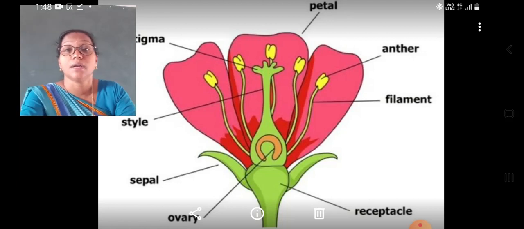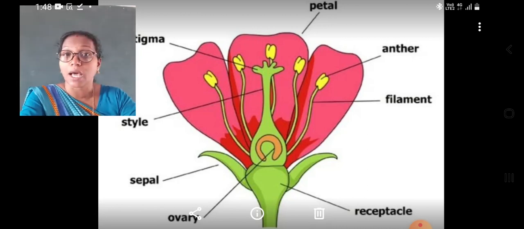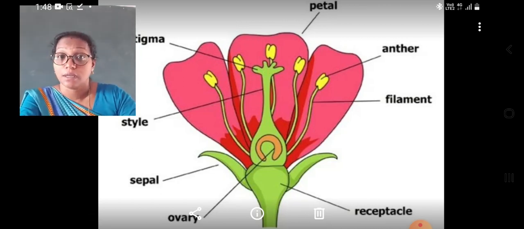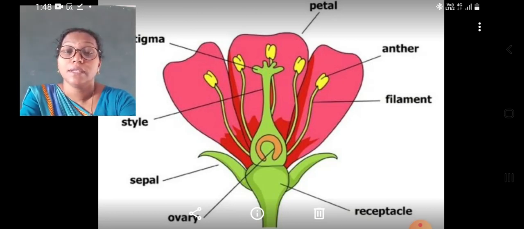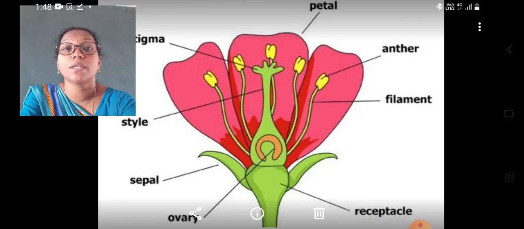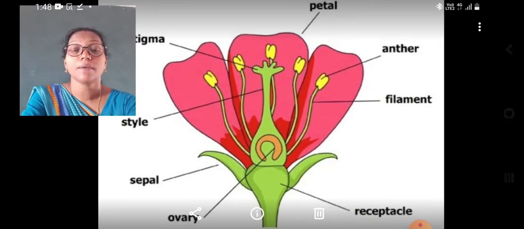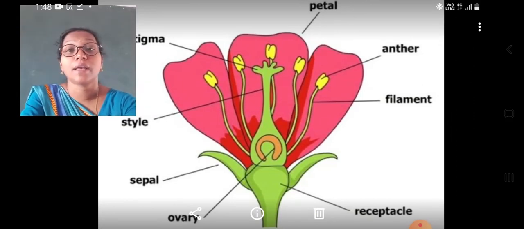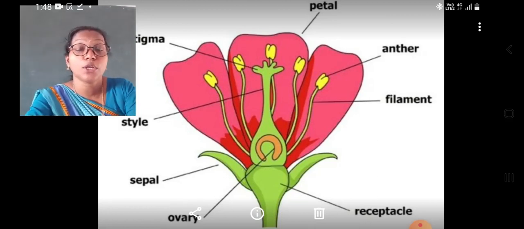Now students, the female part of the flower, that is called the pistil or carpel. The pistil or carpel has three parts. The lowermost swollen part, that is called the ovary. Then the stalk-like structure, that is the style, and the upper portion is called the stigma. So these are the three parts of the carpel. Inside the ovary there are compartments in which ovules are found. These compartments are called locules.